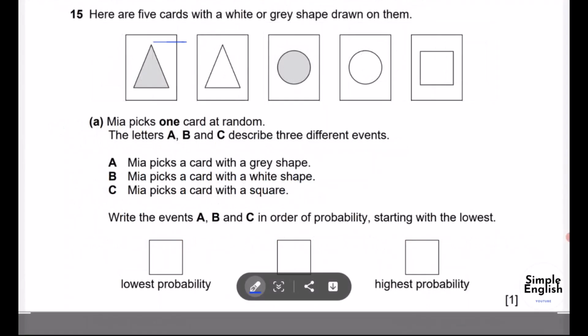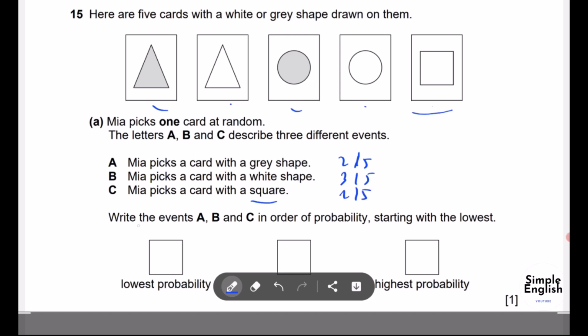Okay, 15. Here are 5 cards with a white and gray shape printed on them. Mia picks one card at random. The letters A, B, and C describe 3 different events. A. Mia picks a card with a gray shape. Remember, we have 5 cards, 2 gray, so the probability is 2/5. B. Mia picks a card with a white shape, 1, 2, 3 cards, so the probability is 3/5. And how about a square? Just one square, so the probability is 1/5. Write the events A, B, C in order. The lowest probability is 1/5, that's C, and then A, and the highest probability is B.